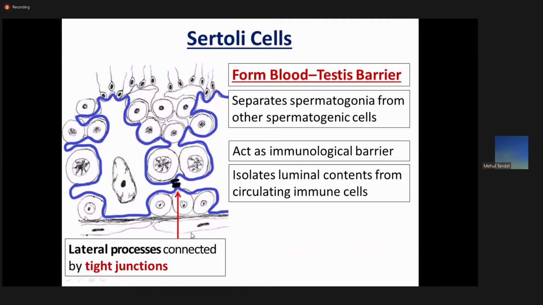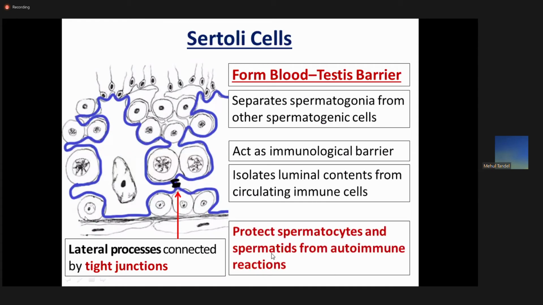and thus it protects the spermatocytes and spermatids from the autoimmune reaction. Now, why does an autoimmune reaction happen towards or against these spermatocytes and spermatids? Why does it occur against our own cells? The body itself produces spermatocytes and spermatids. Still, these cells may produce an autoimmune reaction.